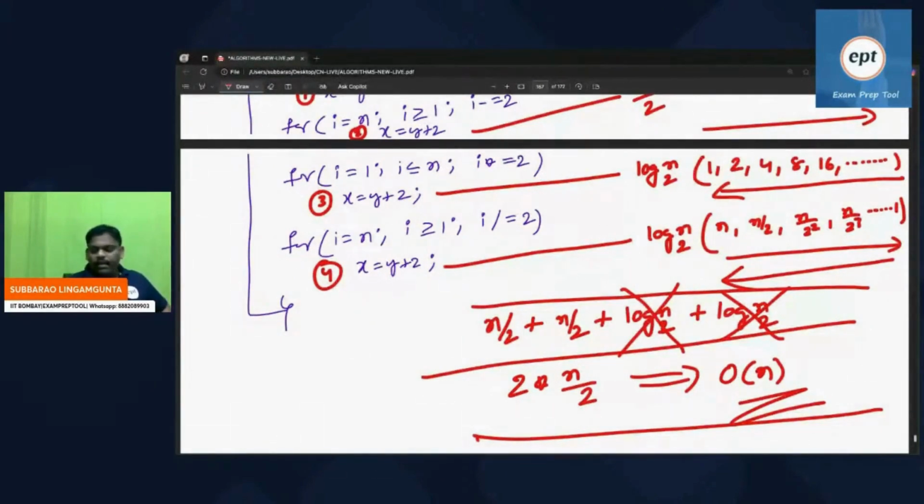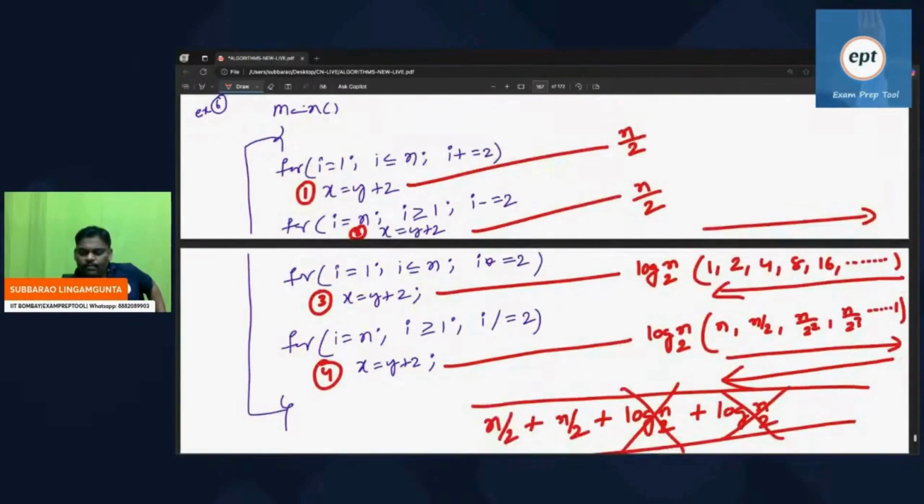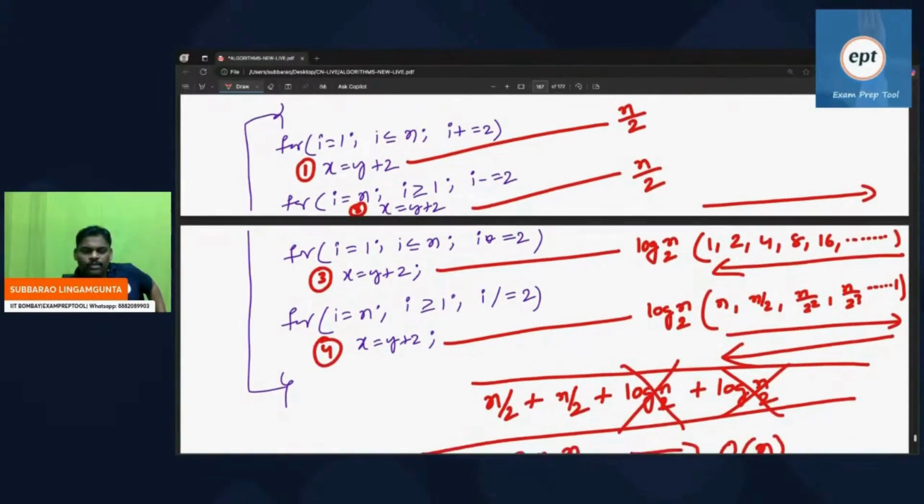Constants also you can neglect. Smaller terms also you can neglect. In front of n by 2, log n is very small, neglect. So it is a constant into n by 2. Constants you can neglect. So the answer is big O of n. It's a nice problem. Please take care.